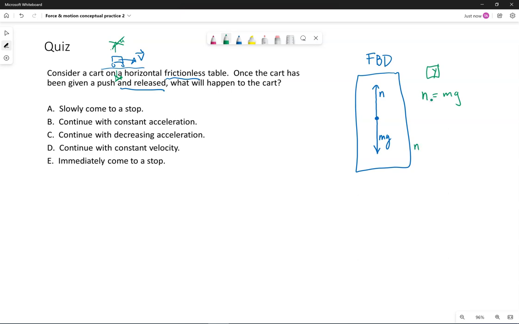In the x direction, there's no forces at all. If there's no forces, then according to Newton's second law, there can be no acceleration in the x direction. So if there's no acceleration, our cart, it's been pushed, but we're no longer pushing. The problem specifies it has been released. This cart is moving such that its acceleration is 0. That means its velocity will not change.